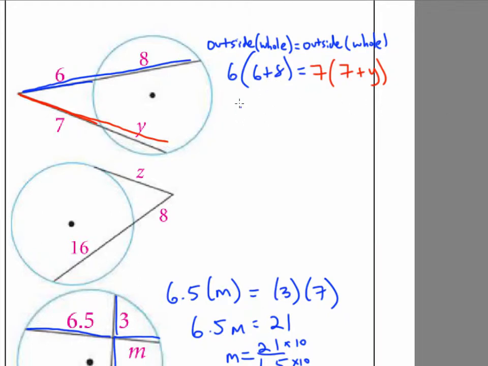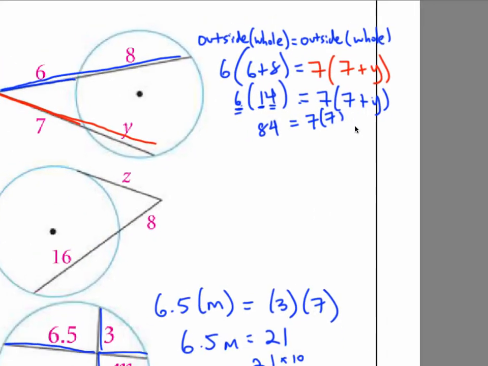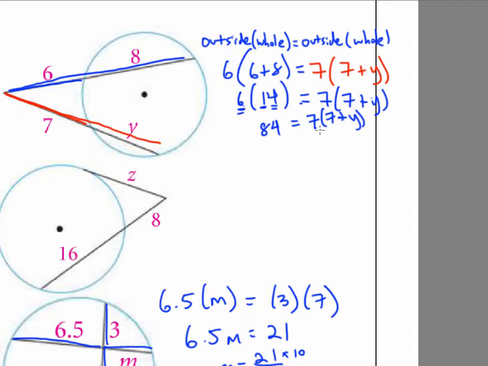So 6 plus 8 is 14 equals 7 times 7 plus y. You can either distribute or divide by 7. Let's just figure this out first. So 6 times 14, well 6 times 10 is 60. 6 times 4 is 24. 60 plus 24, 84, equals 7 times 7 plus y. So again, you can distribute the 7s, or you can try to divide this by 7. I think that'll work nicely.